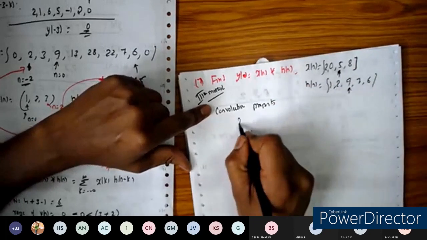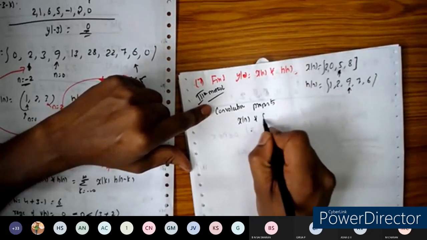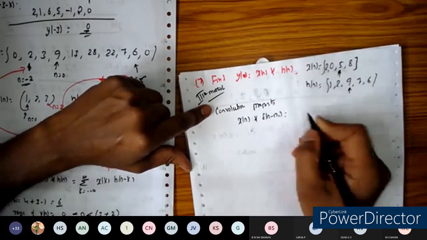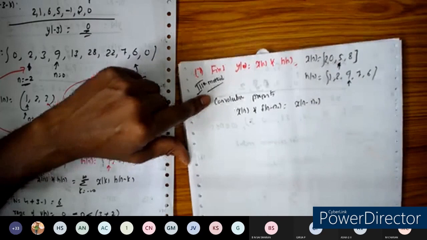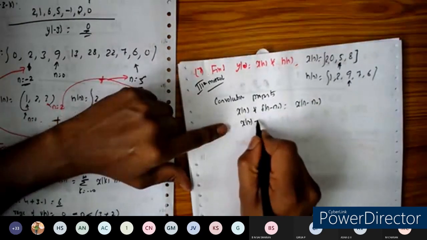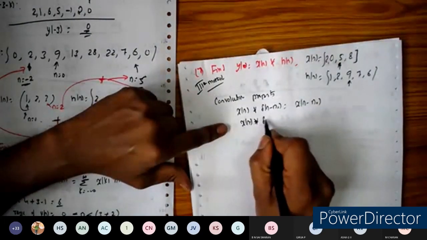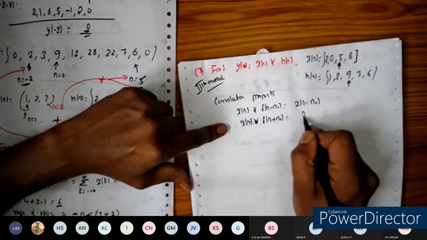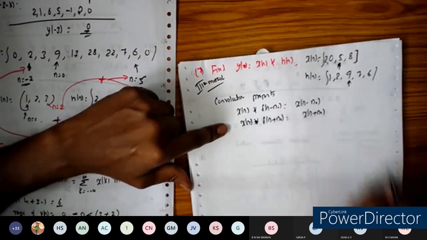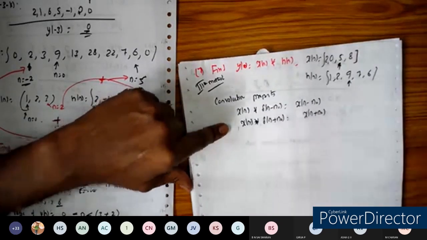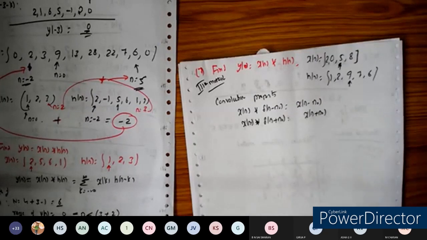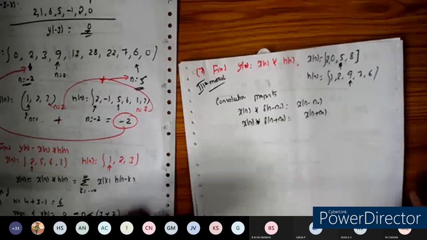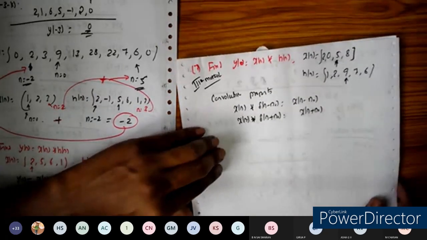The convolution property says: x of n convolved with delta of n minus n naught becomes x of n minus n naught. Suppose you have x of n convolved with delta of n plus n naught, this becomes x of n plus n naught. Minus stays minus, plus stays plus. You can follow this property to find the solution of the problem.